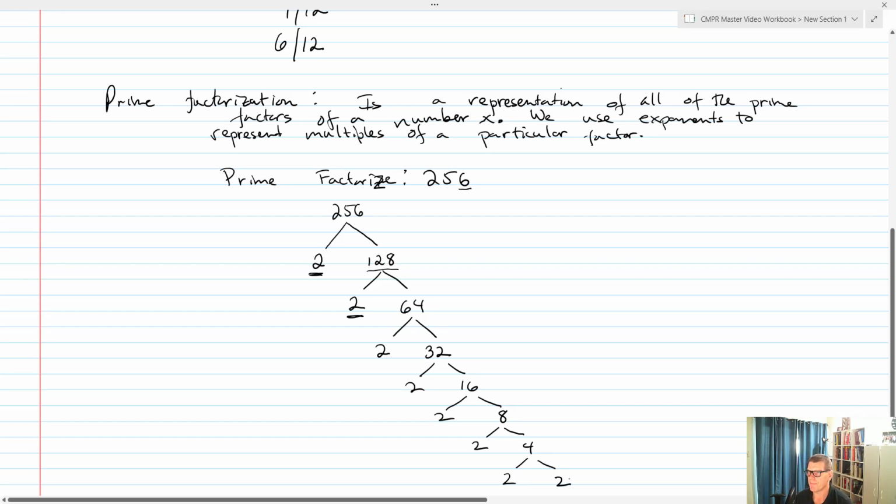It's finished, because at the end of each one of what we call our branches, we have prime factors, right? You can see this factor ends because both of those are prime, both are 2's.